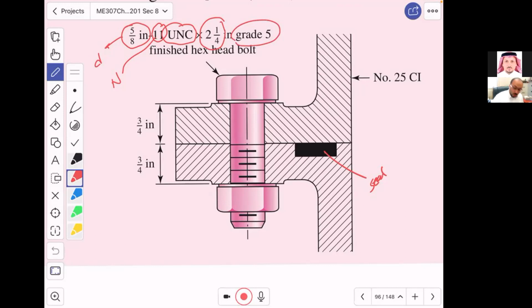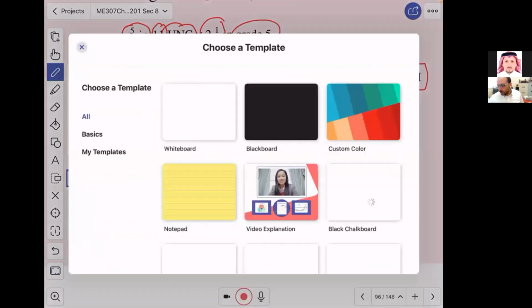The grip, the cast is 3/4 and 3/4, two plates of the same thickness. So the total here is 1.5 inches. It says here in the drawing, this is number 25 cast iron, just to know if you are interested in the ultimate strength and so on of the material. Now, we are going to solve this problem.